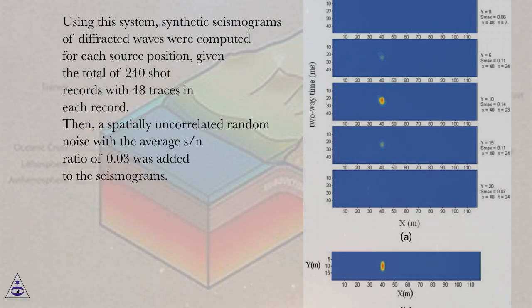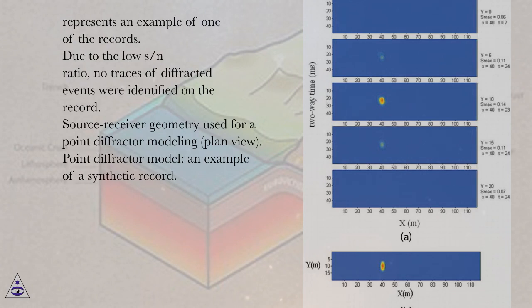Using this system, synthetic seismograms of diffracted waves were computed for each source position, giving a total of 240 shot records with 48 traces in each record. Then, a spatially uncorrelated random noise with the average SN ratio of 0.03 was added to the seismograms. The figure represents an example of one of the records. Due to the low SN ratio, no traces of diffracted events were identified on the record.